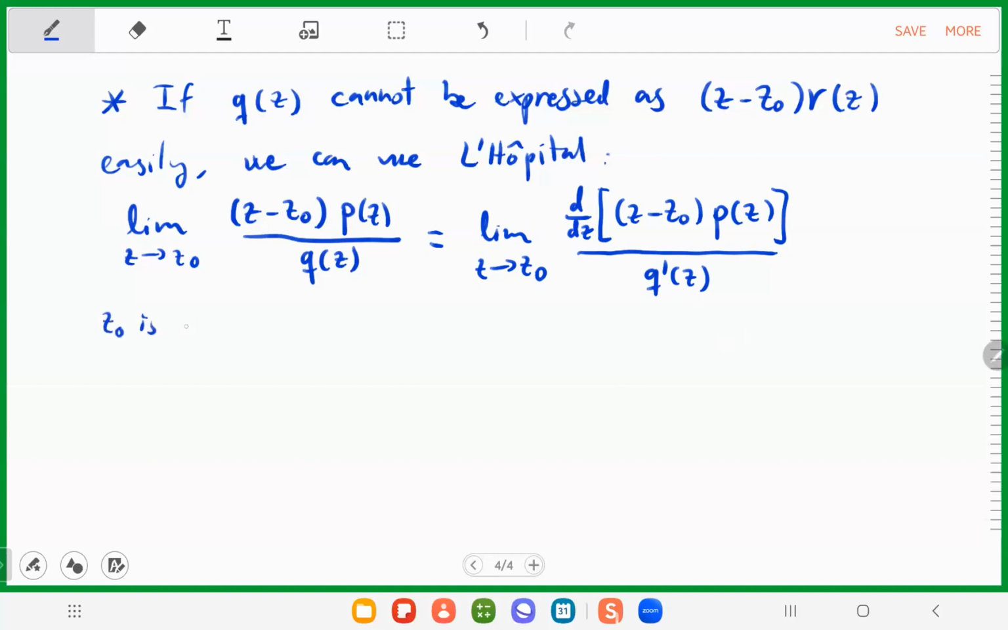z0 is a simple pole of phi, then we know, by the definition of simple zero, not simple pole, it's a simple pole of phi because it's a simple 0 of q. By definition, we know that the derivative at that point is not 0.